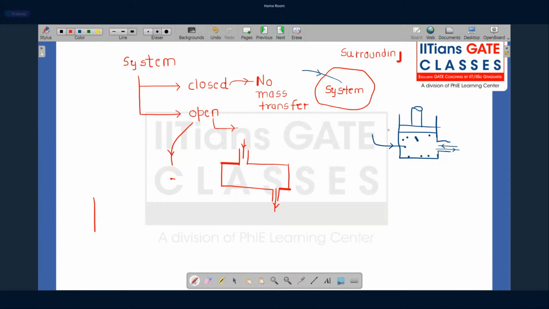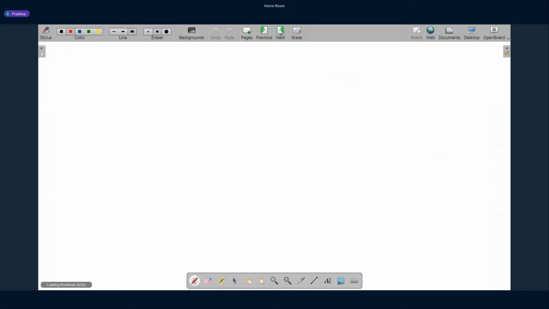Now, once we have understood the idea of system, closed system, and open system, let's move to the next topic. The next topic is how do we study our system? How do we define the system? What are the characteristics of the system? Let's say you have selected your system. How do you characterize the system?